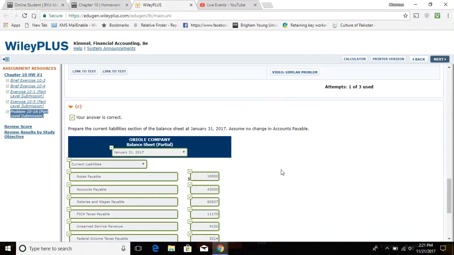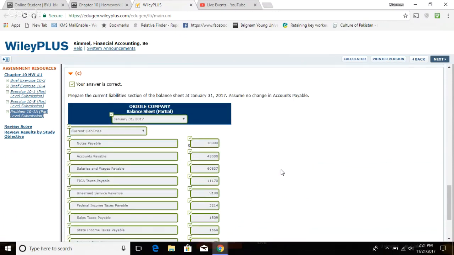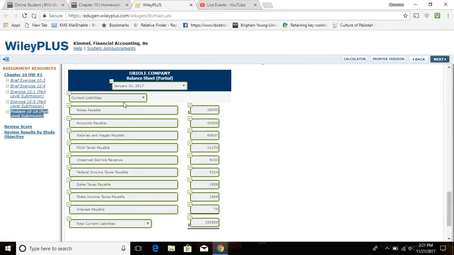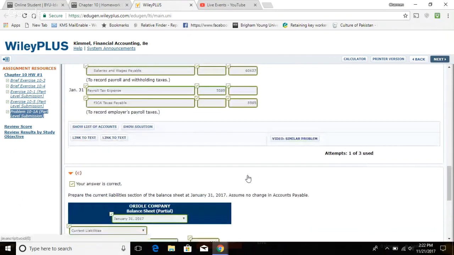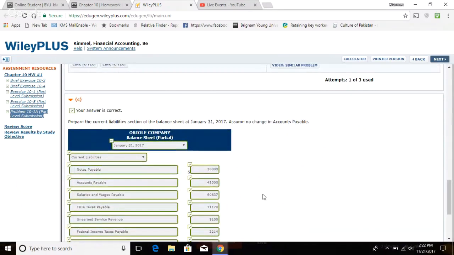Now, on some of these problems, I know that it really matters what order we've put these in, and you may get it wrong if you don't have them in order. But typically, I like to start with the notes payable first, then accounts payable, then salaries and wages payable, and then I typically like to have the remainder of them go in a descending order according to amounts. Whether that's the exact way to do it or not, that's what works for me.